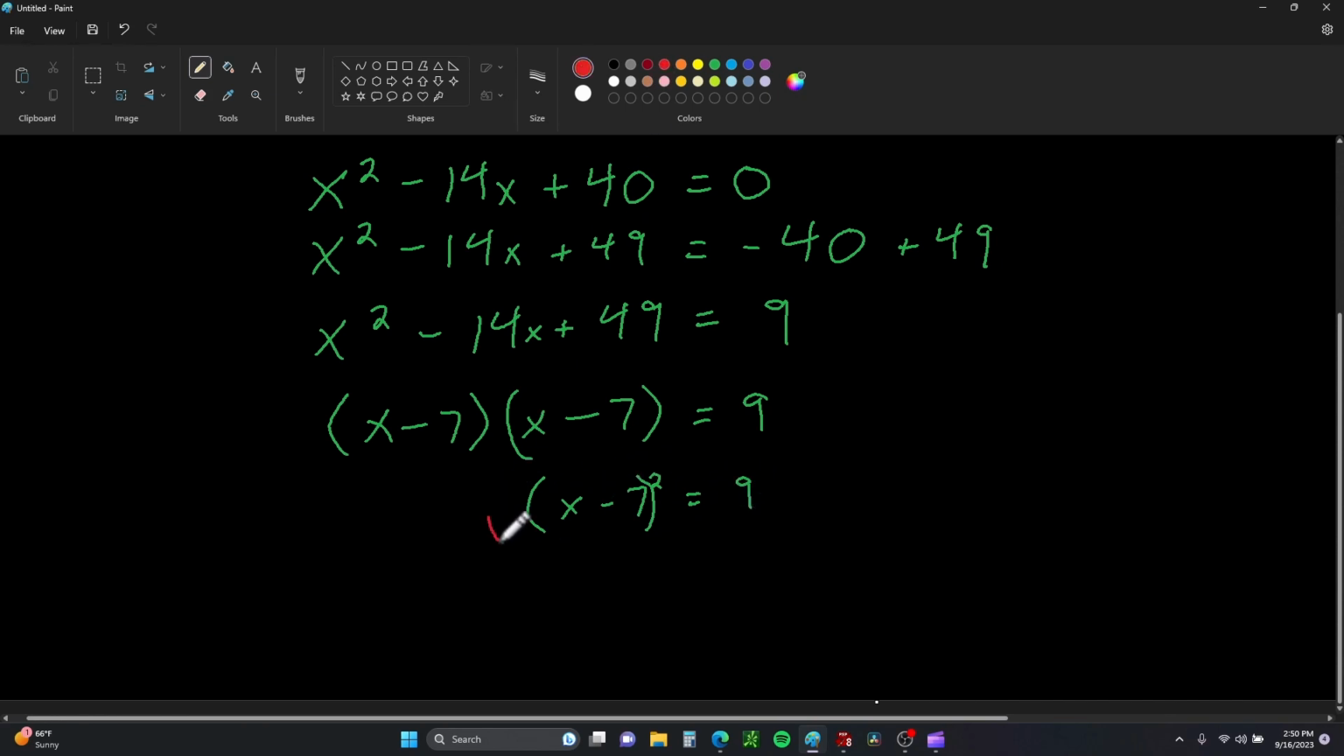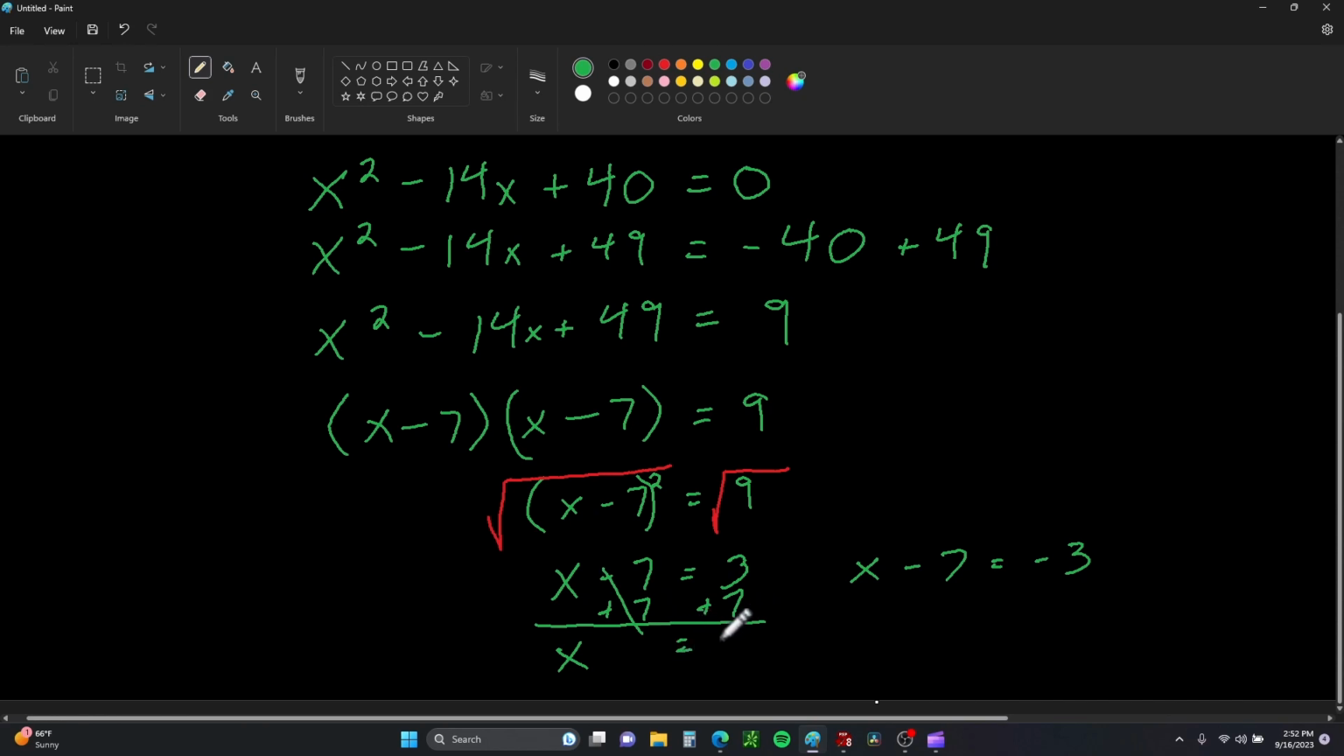So when I do that, I take the square root of this side and the square root of this side. And once I take the square root of both sides, I have x minus 7 equals plus or minus 3. So this one will be plus 3. And I'll also do x minus 7 equals minus 3. Now when I add 7 to both sides, I get x equals 10. That's one of the roots. And then over here I add 7 to both sides, and I get x equals 4. And that's the other root.